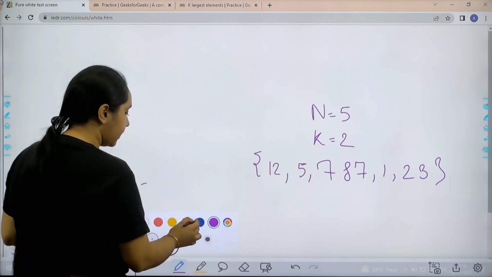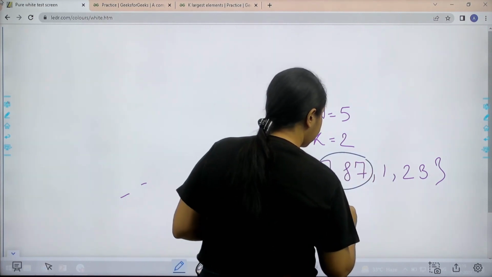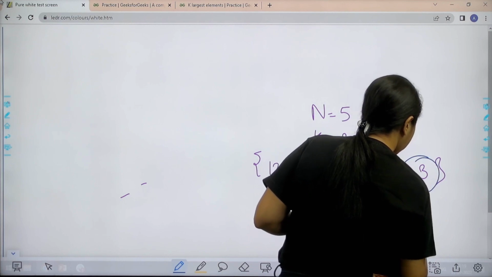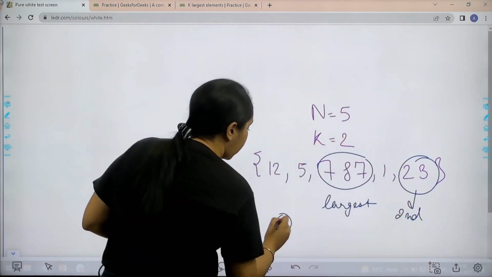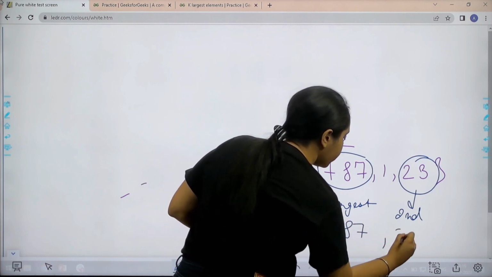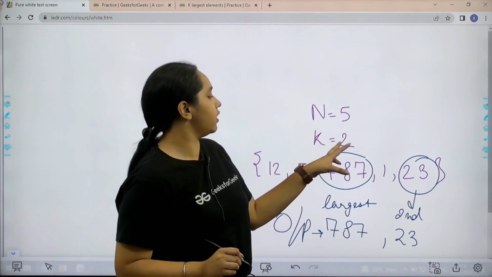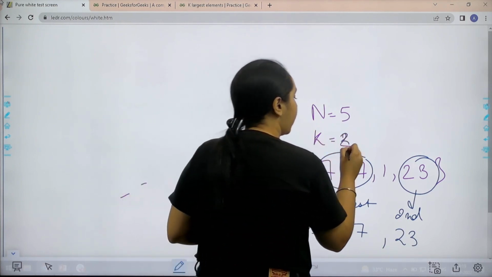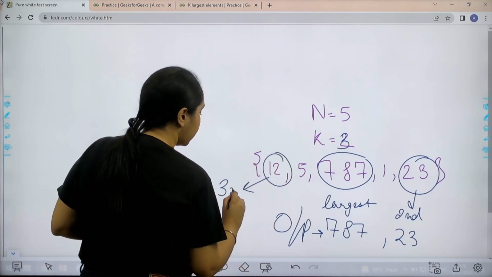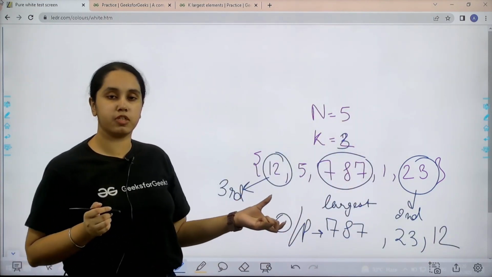Now, if I see in the array, there are 2 largest numbers: this is the largest one, and this one is the second largest. So basically my output would be 787, 23. Now remember why two outputs are printed, because over here k is 2. Basically if k would have been 3, then I needed to consider 12 as the third largest and my output would have been this. I hope the question concept is clear to you.